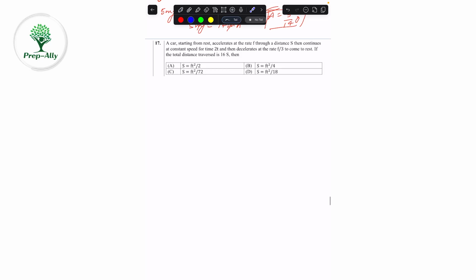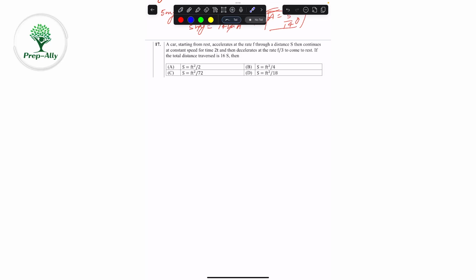We are going to solve question number 17 of the PYQ exam. In this question it is saying a car starting from rest accelerates at a rate of f through a distance of s, then continues at a constant speed for time 2t, and then decelerates at a rate of f by 3 to come to rest. The total distance traveled is 16s. Then we have to find the relation between s, t and f.